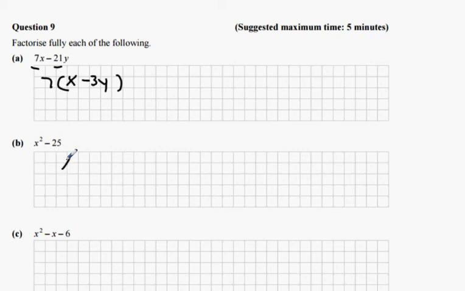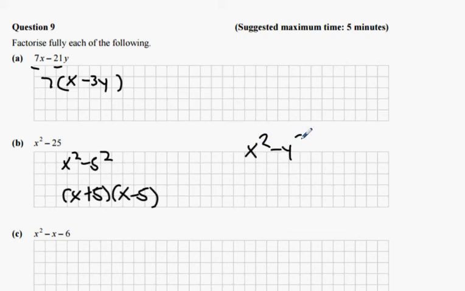This one here, x squared minus 5 squared, bracket x plus 5, difference of 2 squares, guys. You've got to have this formula learnt off by heart. x squared minus y squared is x plus y and x minus y.